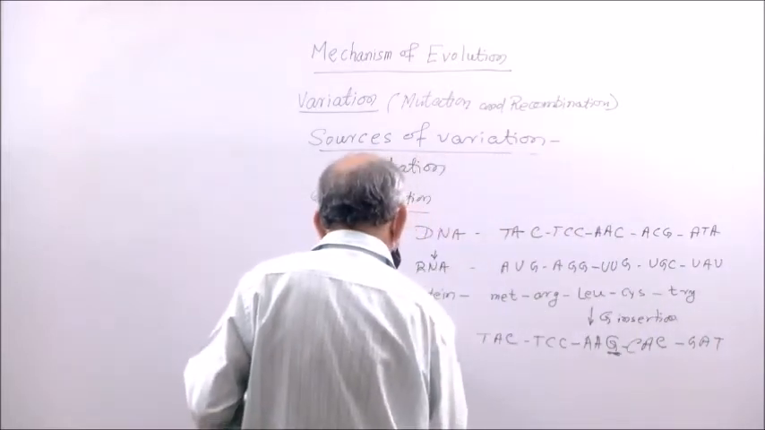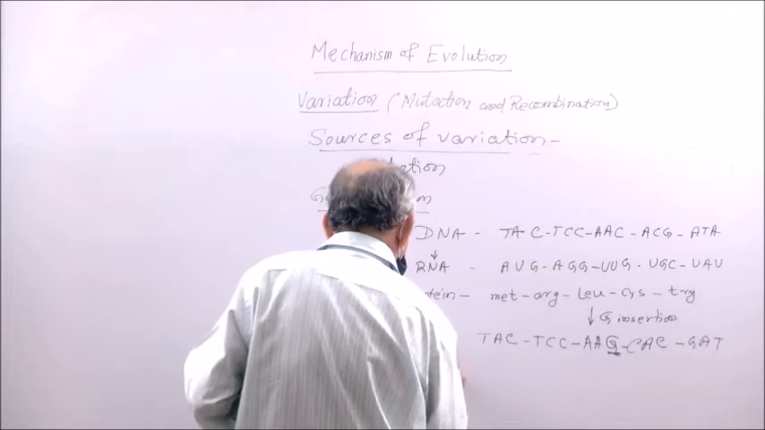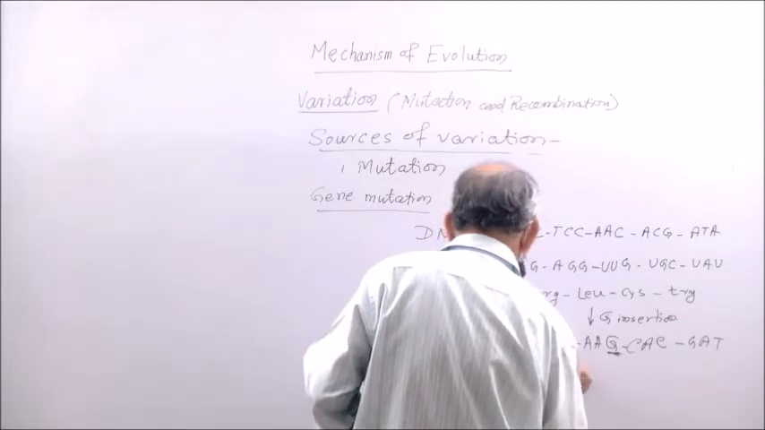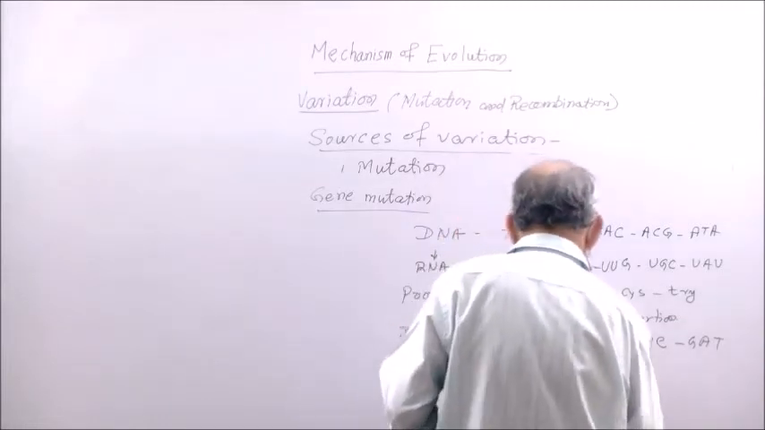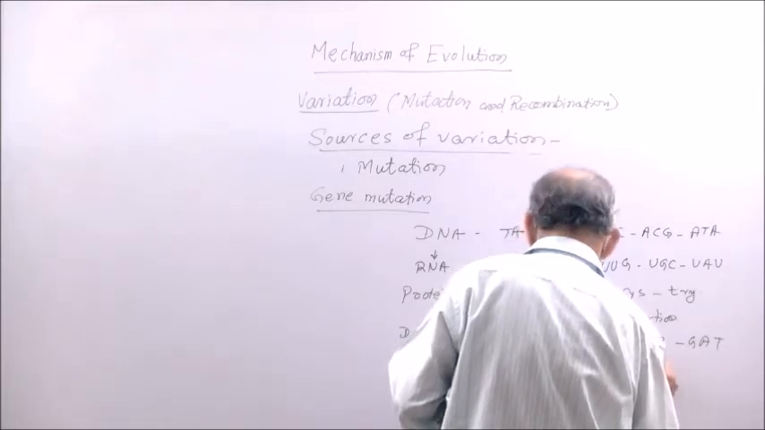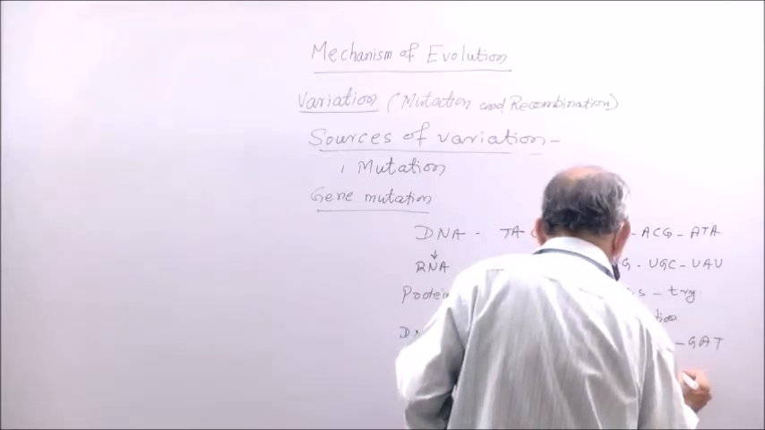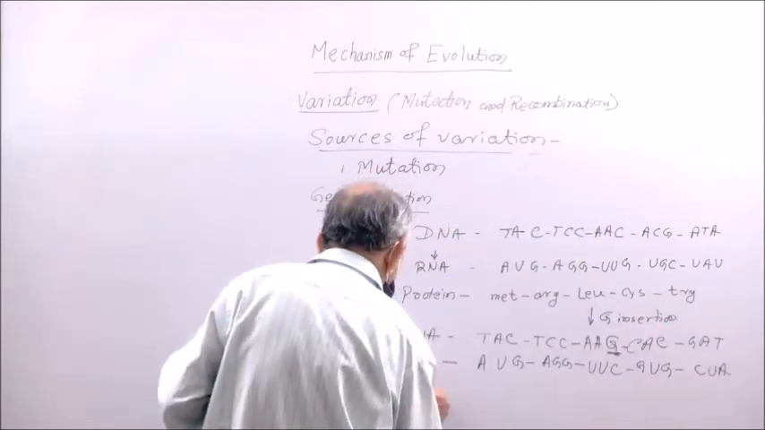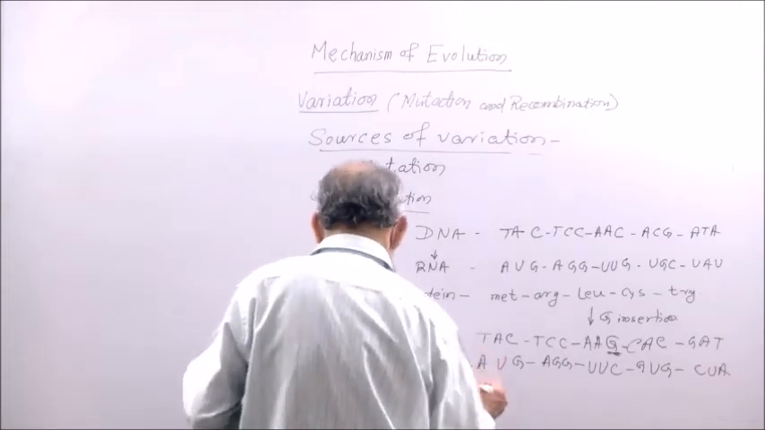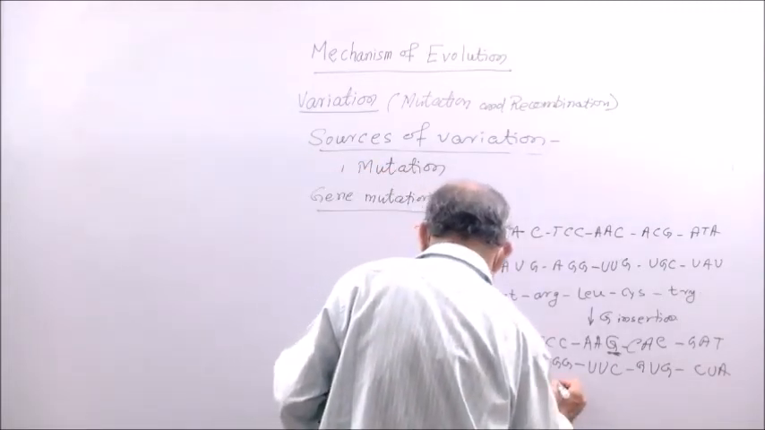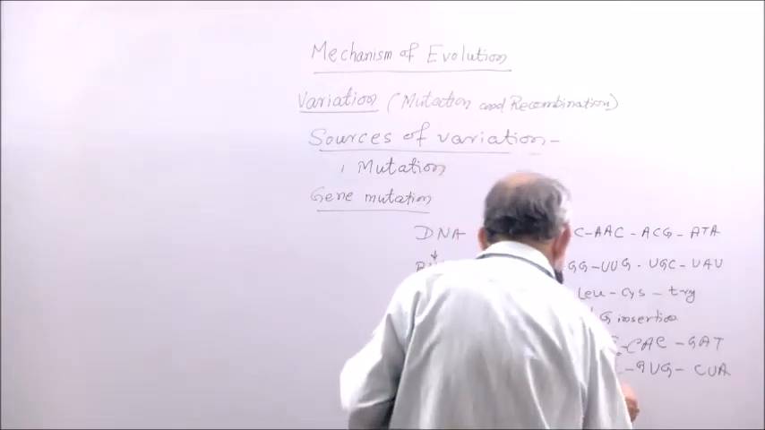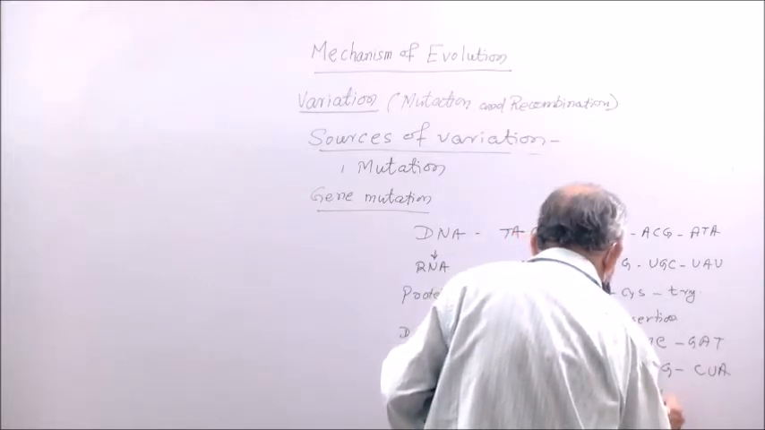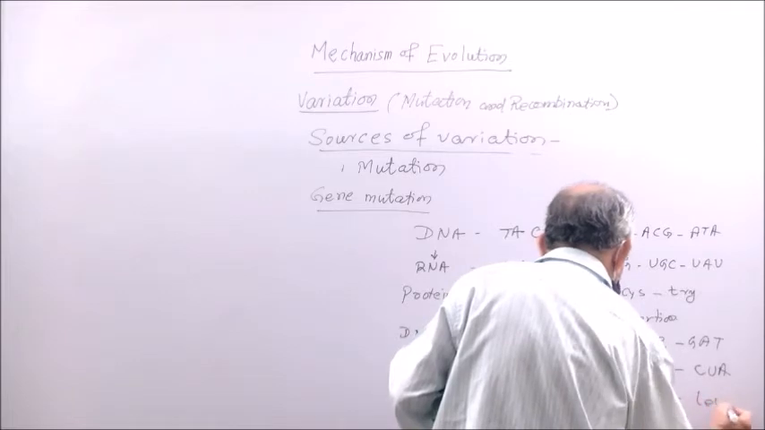Then RNA: AUG, AGG, then UUC, then GUG, then CUA, and the protein: methionine, arginine, then valine, leucine.